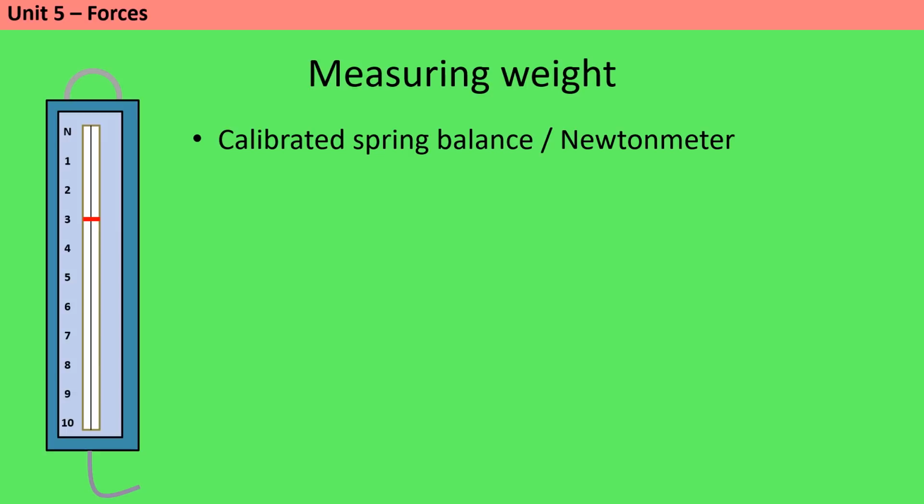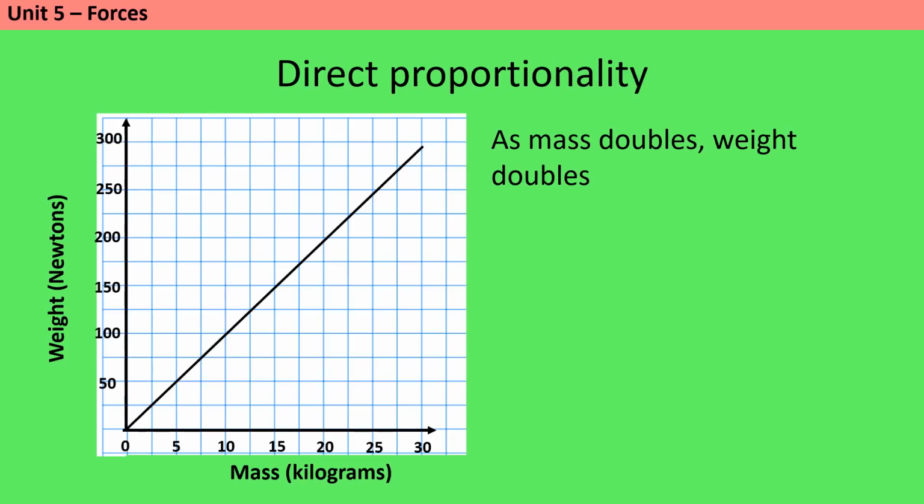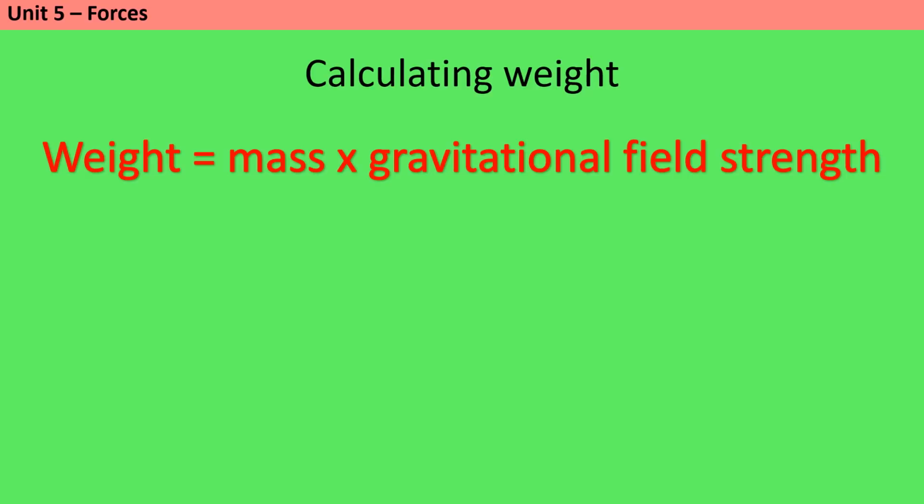An object with a bigger mass also has a bigger weight, so it would trigger a bigger reading on the Newton meter. Weight and mass are directly proportional, so as mass doubles, weight doubles, and this means if we plot them both on a graph, we see a straight line which passes through the origin, 0, 0. You will have the equation sheet for the exam, but just remember that you are going to need to know the units for each of these quantities.